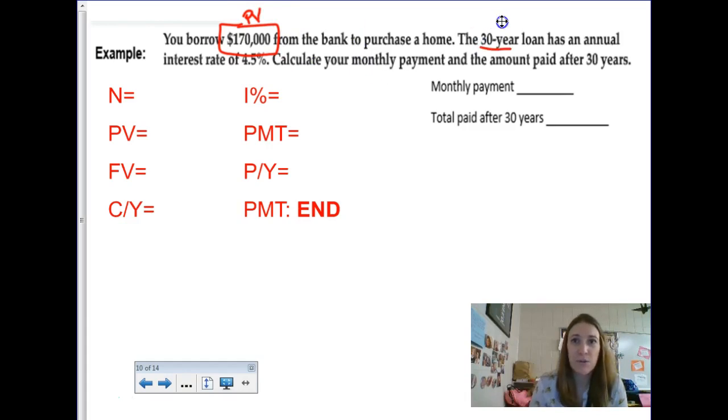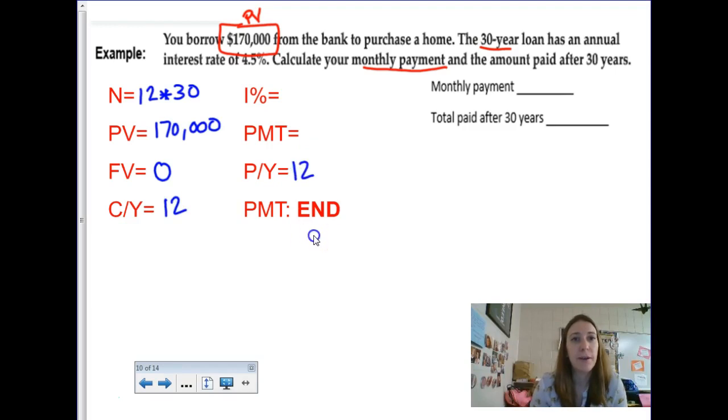And it's a 30-year loan, so there's your time, and it is collecting monthly payments. So for our N, monthly payments over a course of 30 years is what we're going to put in. Present value is $170,000. The future value is, I'd like it to have no balance anymore. And then compoundings per year, 12. Payments per year, 12, because it's collecting interest 12 times a year, but I'm also paying out 12 times a year. The interest rate is 4.5%.